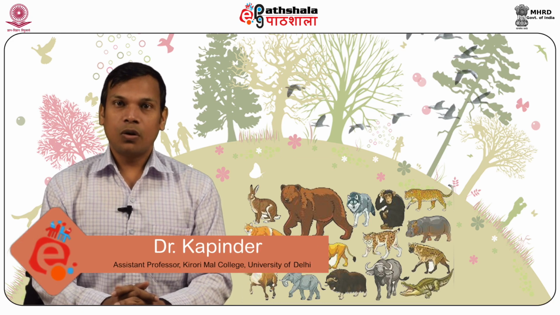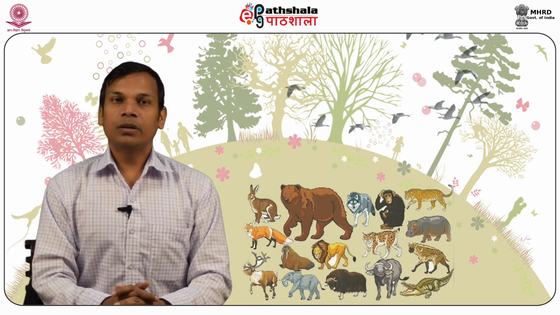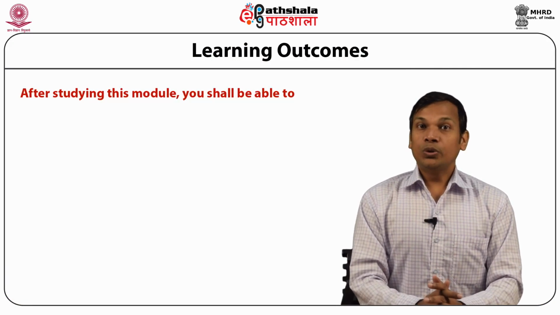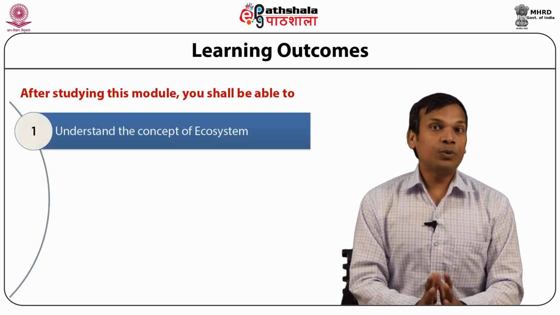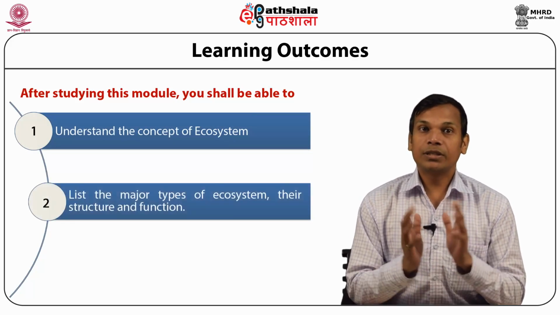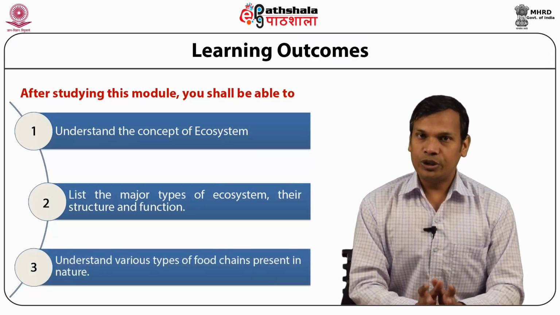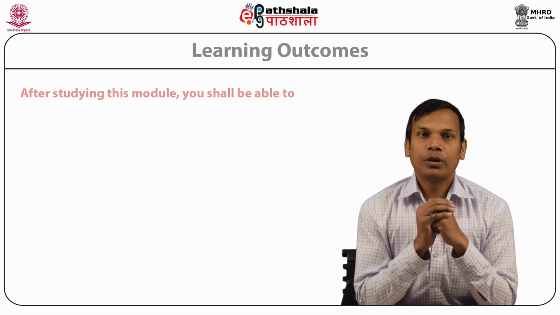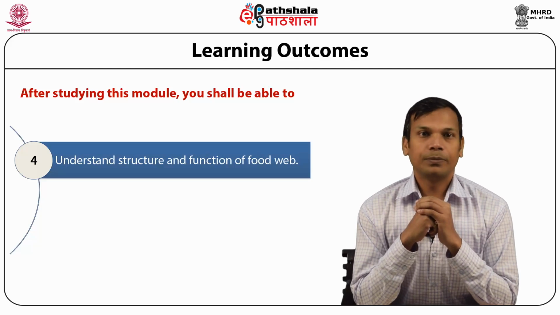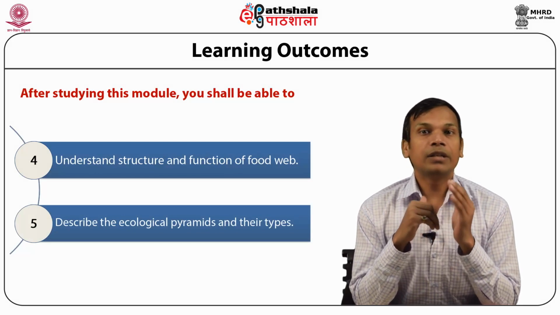Today we are going to talk on module Ecosystem Processes 1 Part 1 from paper Ecology. Learning objectives. After studying this module, you shall be able to understand the concept of ecosystem, list the major types of ecosystem, their structure and function. Understand various types of food chains present in nature. Understand structure and function of food web. Describe the ecological pyramids and their types.